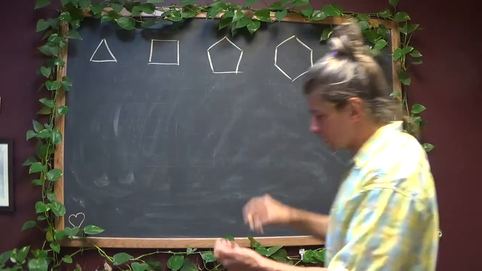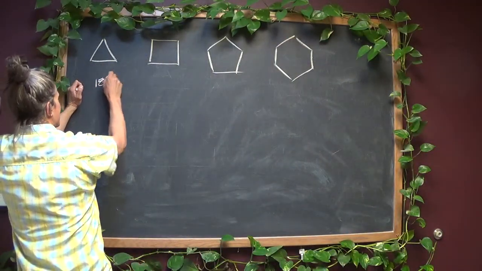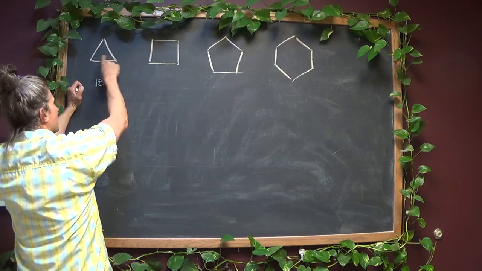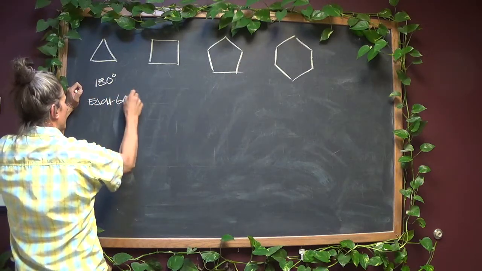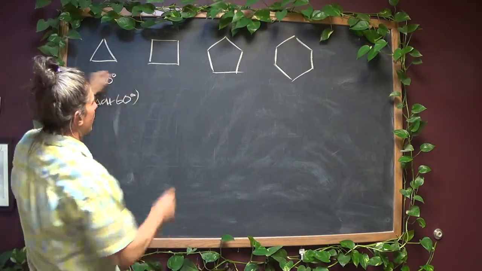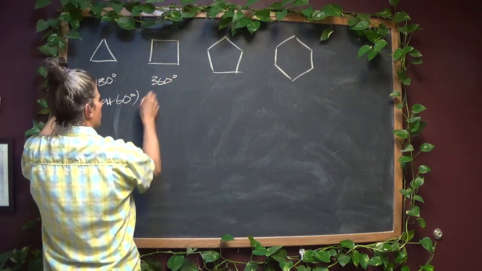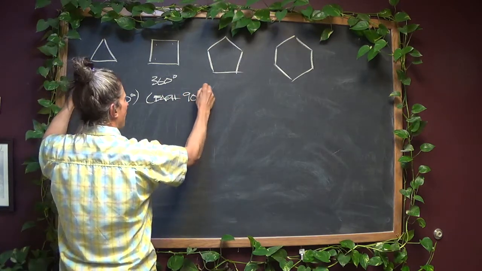And so there's a couple things. You might remember that a triangle has 180 total degrees inside. So that means this plus that is 180. That means each of those angles is 60. Okay, that's a square. They add up to 360, which means each angle inside is 90.